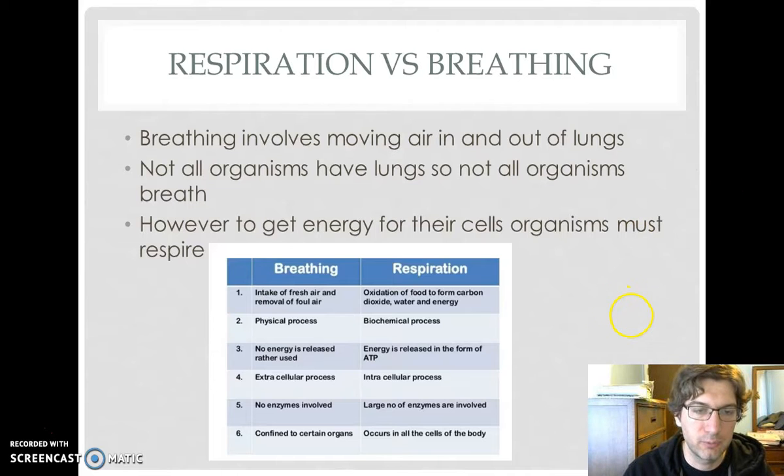So here's a little chart that will help you determine the difference between the two. Here you've got breathing, which is intaking fresh air and removing foul air. It's a physical process that happens on a bigger scale, as opposed to respiration, which is a biochemical process. You are pulling apart molecules here. With breathing, you're just passing air in and out of you. There is no energy released from breathing. However, when you do respirate, you do get that ATP being formed, which is the energy used to do things.